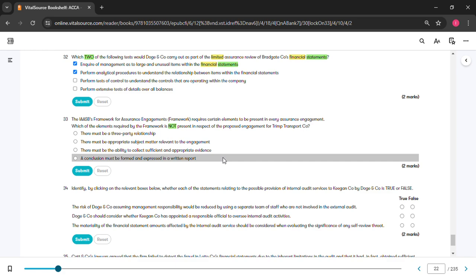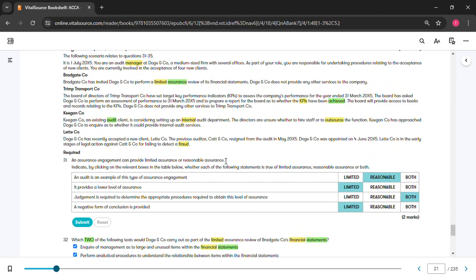The first option is what I said: there must be a three-party relationship. Three parties are there in that scenario. Who are the three parties? The practitioner, the intended user and the responsible party. The responsible party is the management, and the practitioner is the auditor. Is it right? Okay, fine. The intended user?